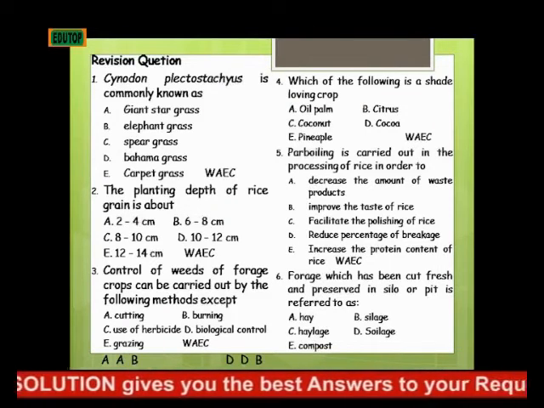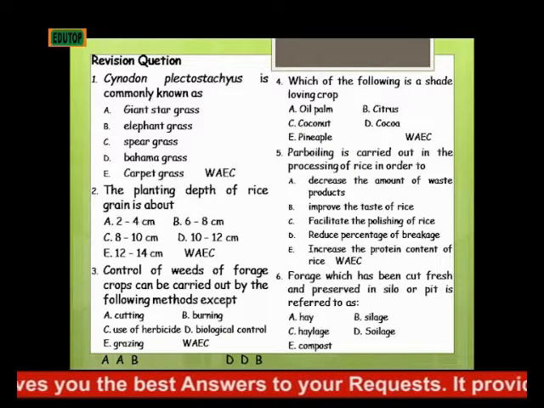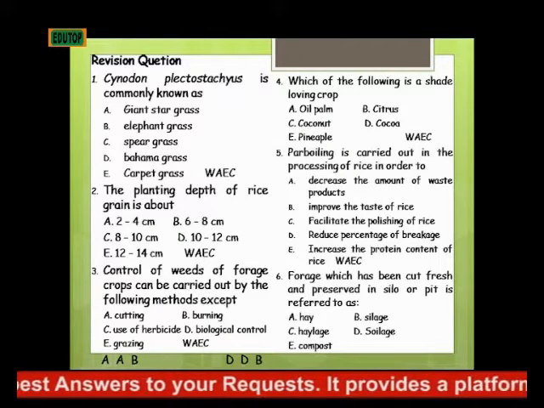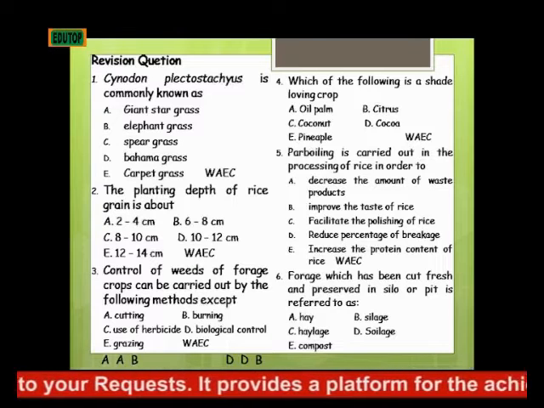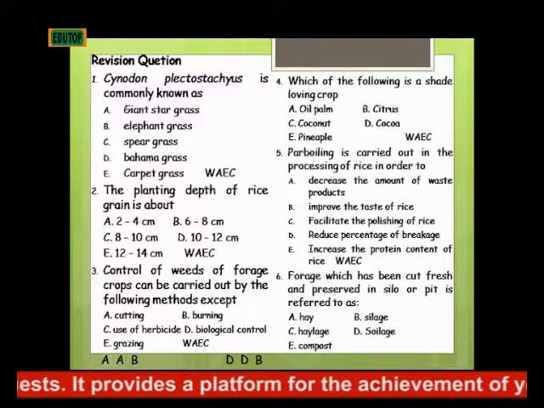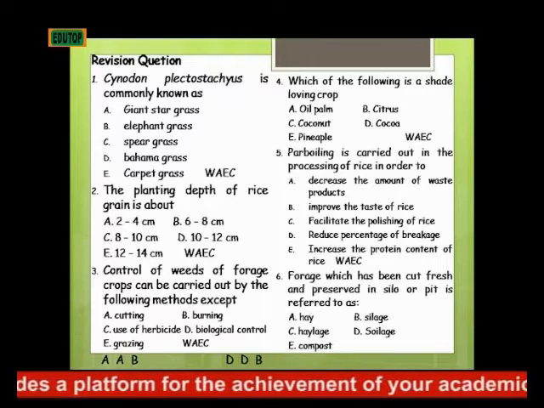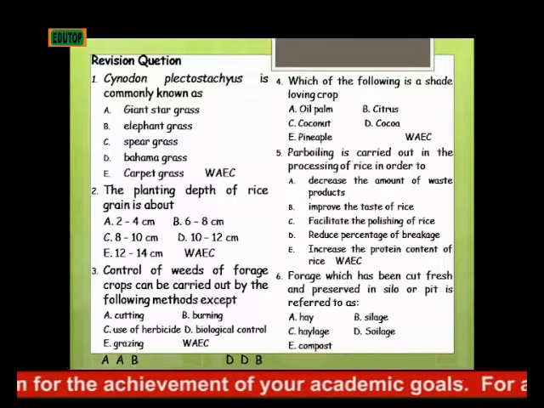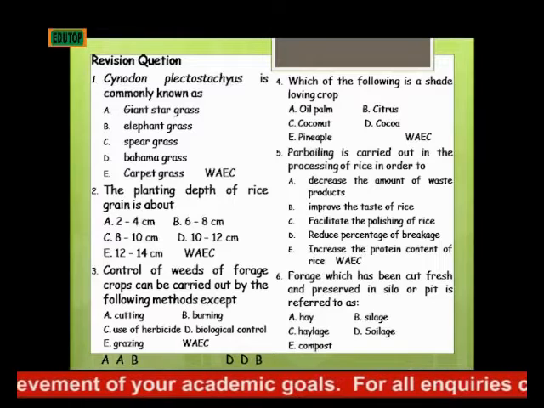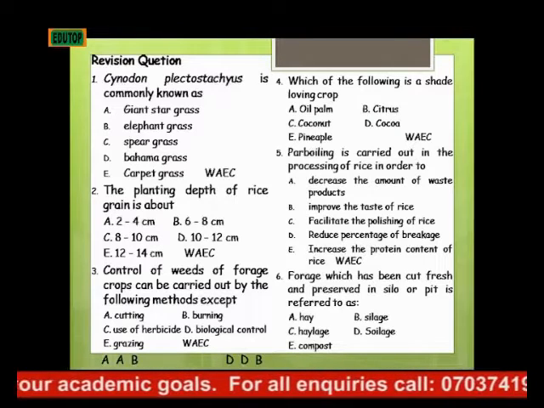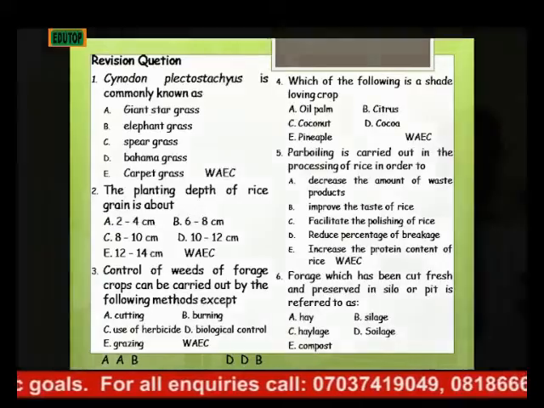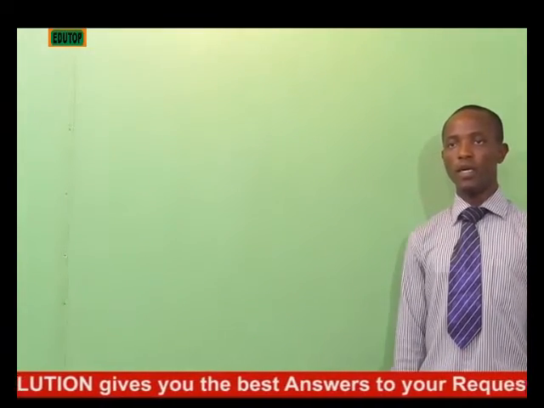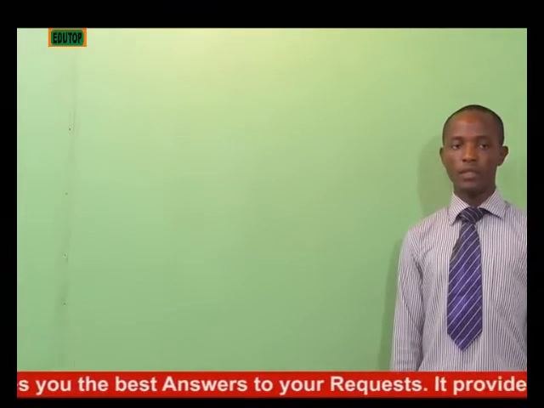Then the last question says that forage which has been cut fresh and preserved in a silo or pit is referred to as A. hay, B. silage, C. tillage, D. soilage, E. compost. The answer is B. Silage. And now we come to the end of the fourth theme, which is the last for SS1, which is crop husbandry, and with that we come to the end of the SS1 series.